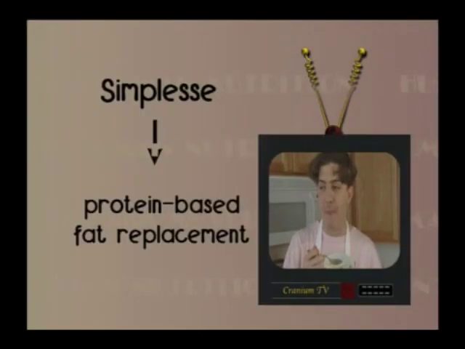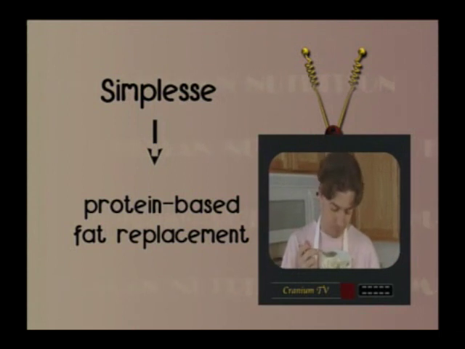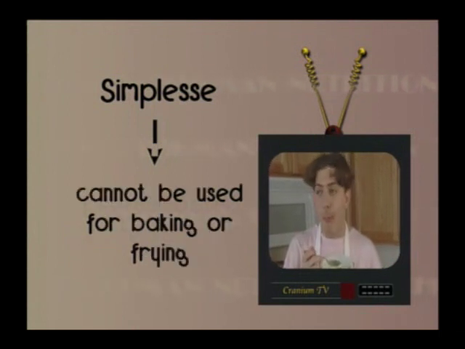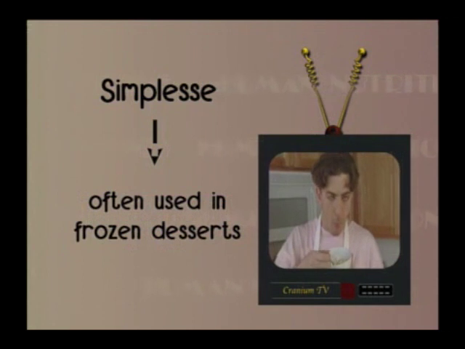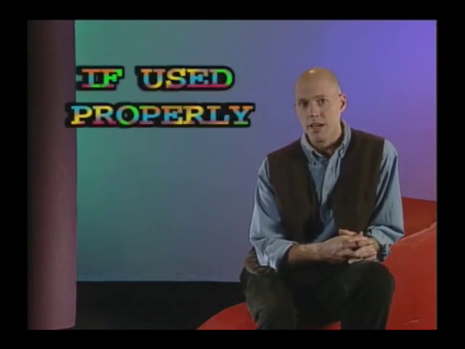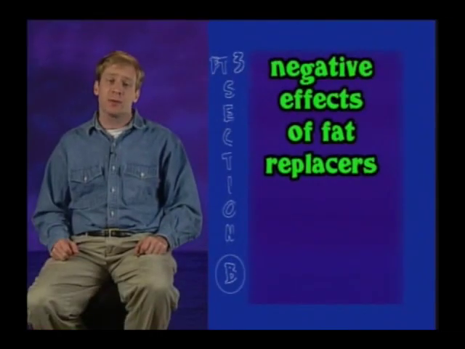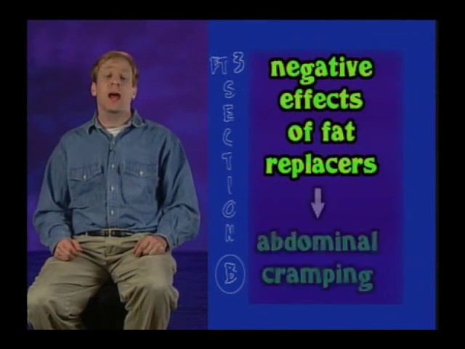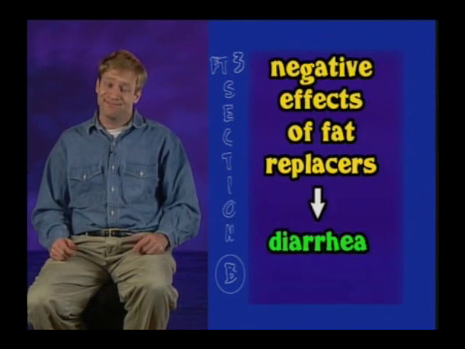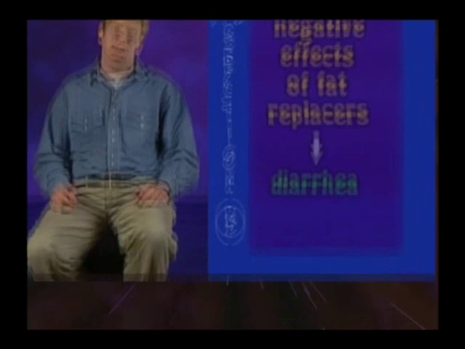Simpless, however, is a protein-based fat replacement that was approved for use in 1990. It cannot be used for baking and frying. It is often used in frozen desserts. The concern with fat replacers is that consumers will use them in addition to other fats rather than in lieu of other fats. If used properly, they may help individuals lower their fat intake while still enjoying the flavors and textures previously reserved for high-fat foods. Negative effects of fat replacers when eaten in excess include abdominal cramping and diarrhea. That's just what happens when you try to beat nature.